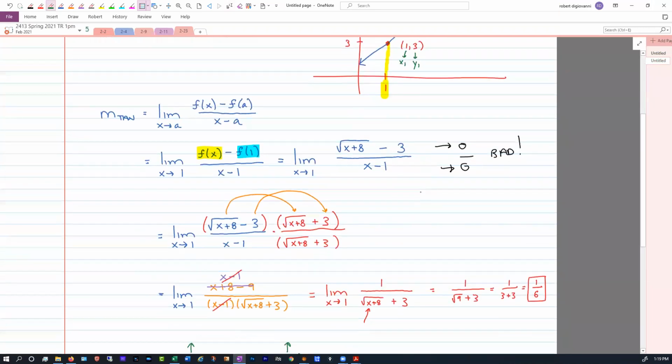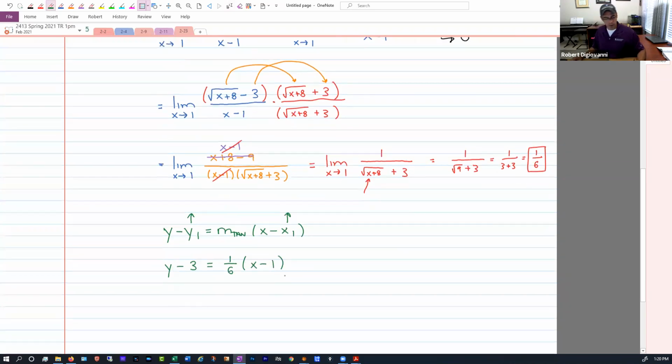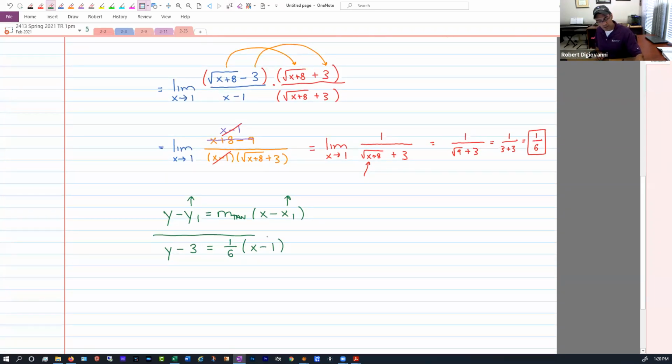Okay, so we're just going to replace those. So this can become y minus 3 equals the slope, which is 1/6, and then x minus 1. And I would take that as an answer right there. If you want to solve that for y, you can. If you want to add 3 to both sides, you can do that.